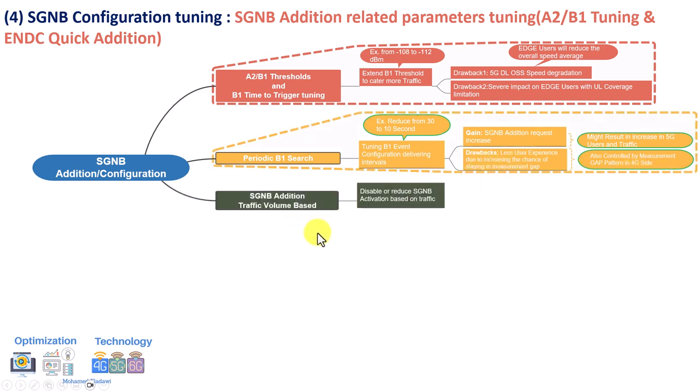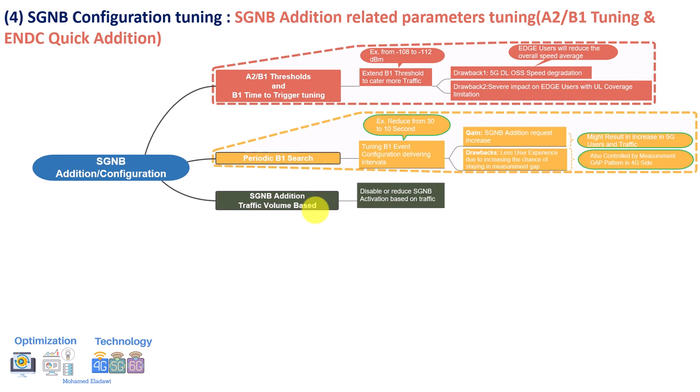The third part is actually about the SGNB traffic volume based. Assume you have this kind of strategy, where the addition in general can be from the initial access or can be based on a traffic volume. If a traffic volume is achieved, then the 4G will start adding, for example, based on demand or the 4G traffic in the buffer, which is required by the user to start a download or whatever.